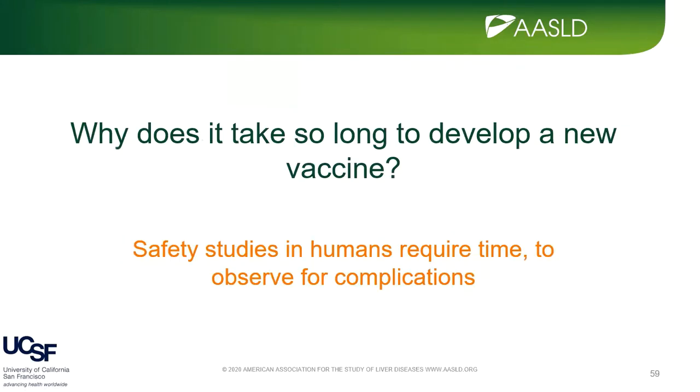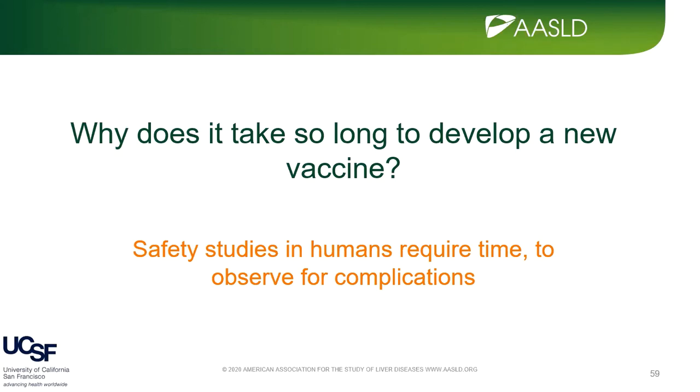So why does it take so long to develop a new vaccine? Why do people keep clamoring about the fact that it takes so long? Will we have this by the end of the summer? Probably not. By the end of the year? Also probably not. It's really that the safety studies in humans require time, because you can't really hasten the development of complications.